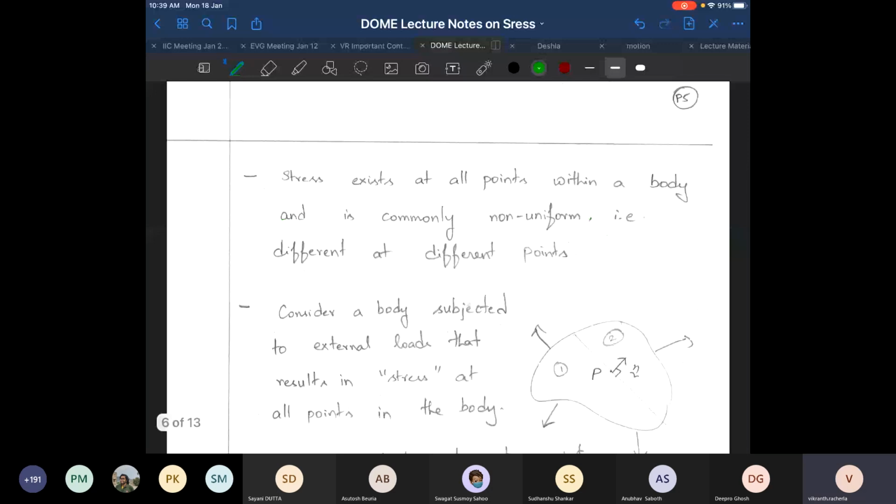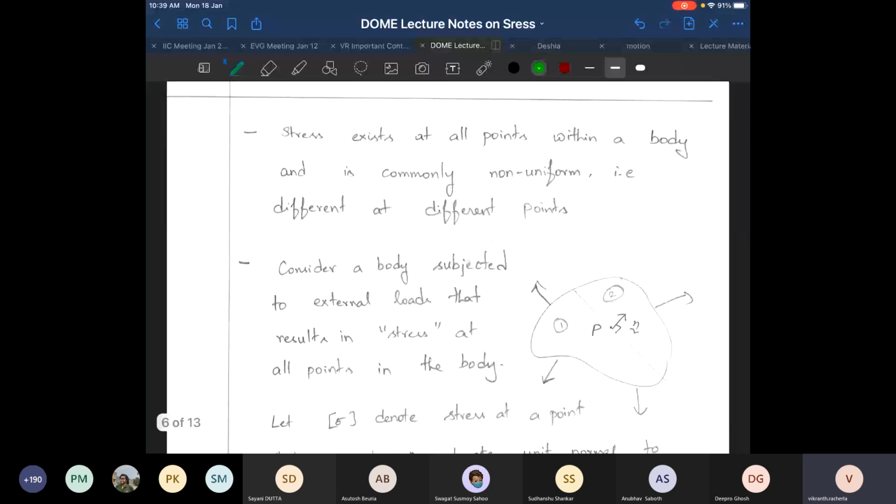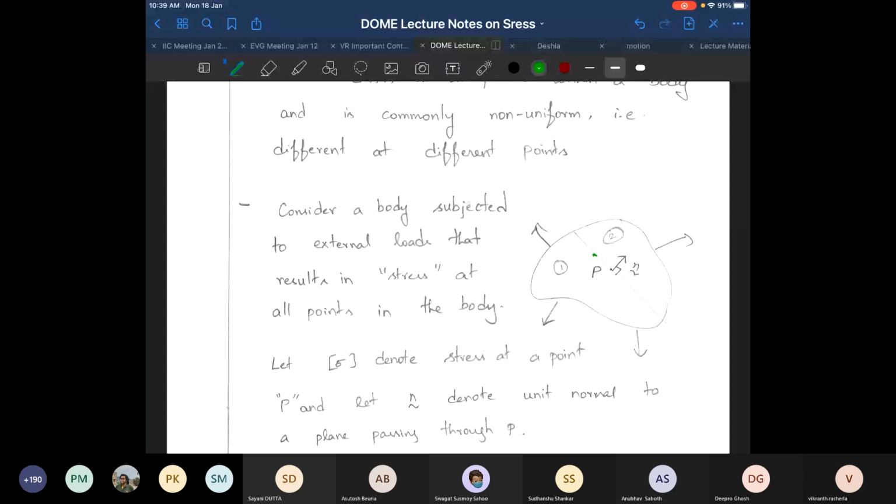Next, let us look at the concept of traction. What is traction? If I have a body and I'm subjecting it to some external forces, and I consider a point P within the material, I know that the material is under a state of internal stress, meaning there are some internal forces acting on the body. Now, if I consider a plane passing through the point, with a normal to the plane, I'm representing the normal with n.